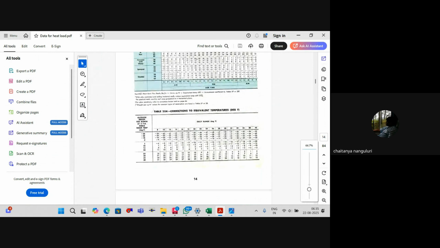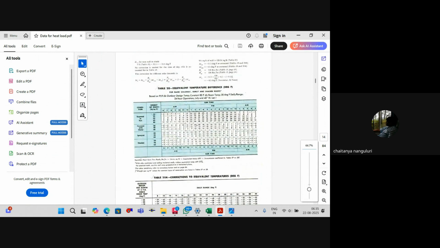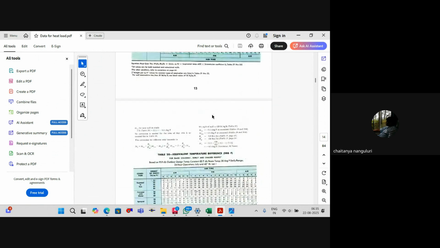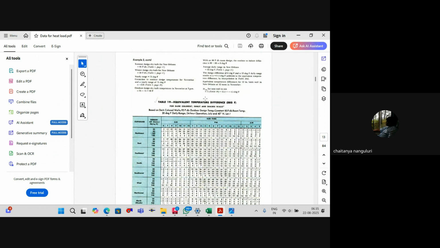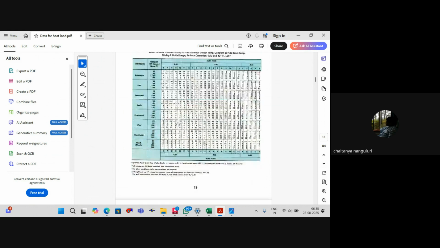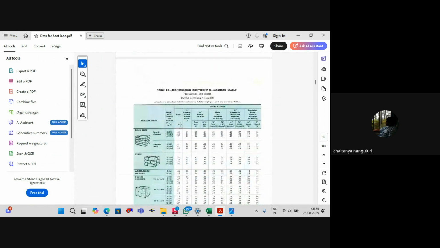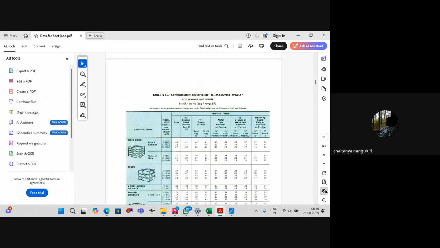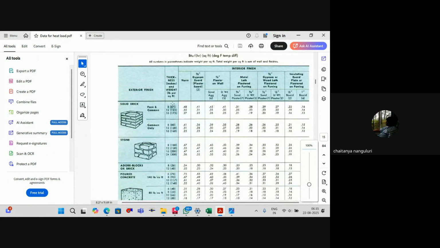So equivalent temperature difference, you will get it from this particular value, which is for dark color or sunlit or shaded roofs. This is for roofs. This is for dark color or sunlighted walls. So this we can calculate. But for that, you should get this one also. Weight is also important. So if you remember, there's a thickness.